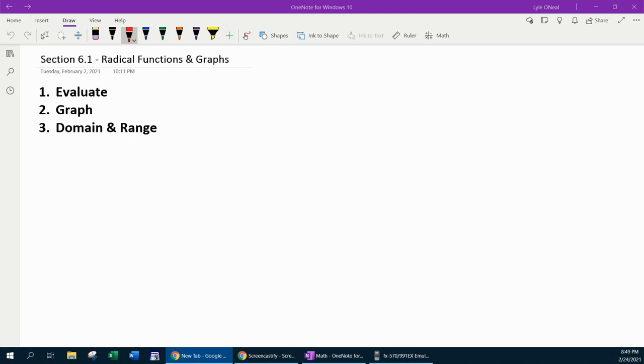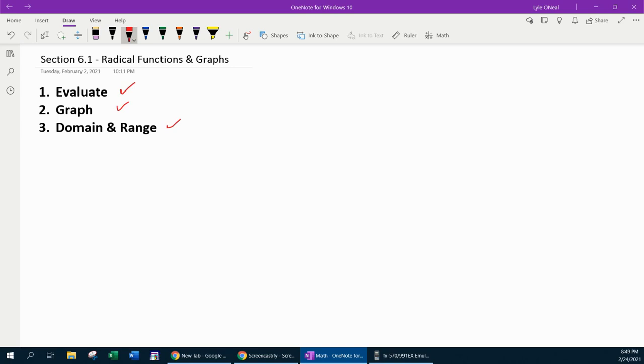In this lesson, we're going to be looking at three topics: how to evaluate radical functions, how to graph radical functions, and find the domain and range of radical functions. And I would like to point out at the beginning of the lesson that when I say radical, we're mainly going to focus on square root functions.